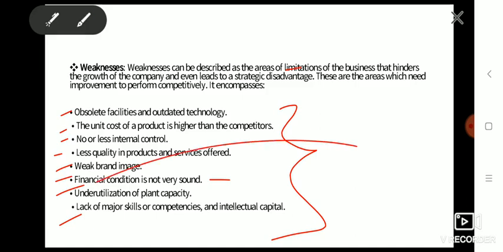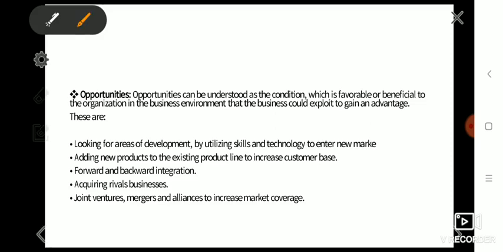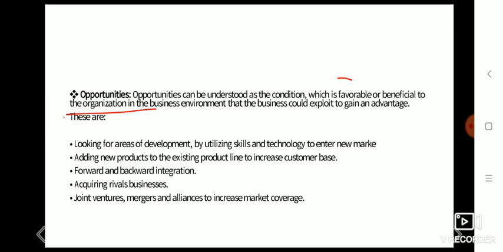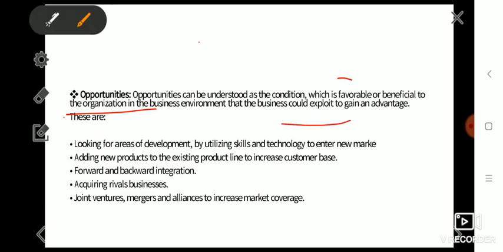Now, what is O? O means opportunities. Opportunities can be understood as a favorable condition, or beneficial to the organization. Every organization will look after their opportunities and grab them for their success. Opportunity is a benefit and a favorable situation in the business environment that the business could exploit to gain an advantage. So in order to gain an advantage, every organization would grab the opportunities as and when they occur.